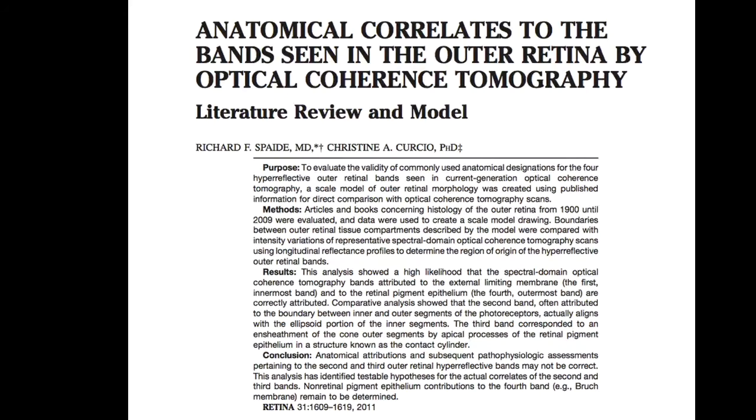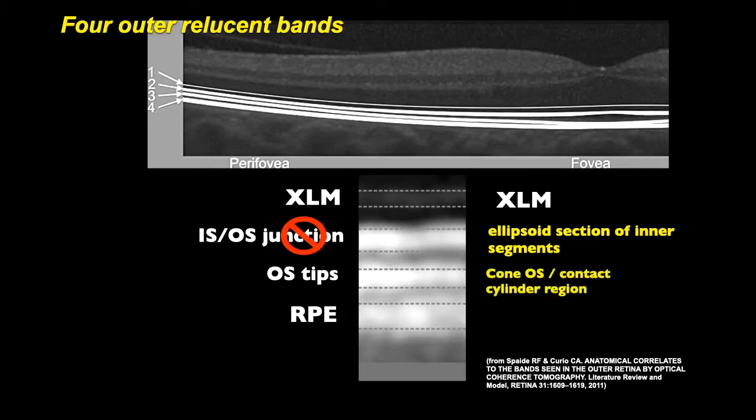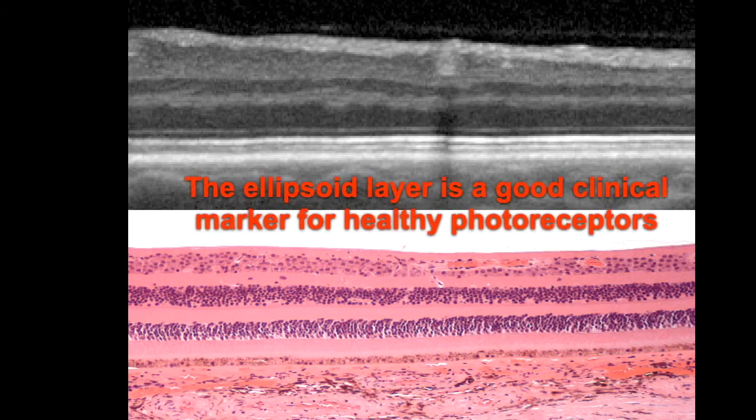This paper by Spaide and Curcio in the journal Retina discusses the anatomic correlates to the bands seen in the outer retina. These four reflective bands help the ophthalmologist to assess the health of the outer retina. They include the external limiting membrane, the ellipsoid zone of the photoreceptor inner segments, that previously was called the ISOS junction, the cone outer segment contact cylinder region, that previously was called the outer segment tips, and the RPE. The ellipsoid layer is a good clinical marker for healthy photoreceptors.